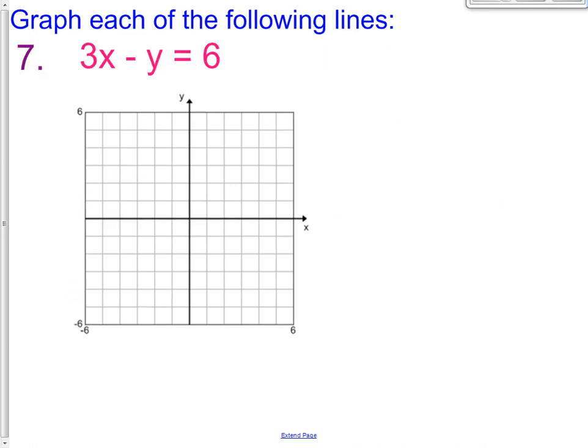Problem number 7, this is in standard form. Again, another way you could do this is you could transfer this into y equals mx plus b form very easily.